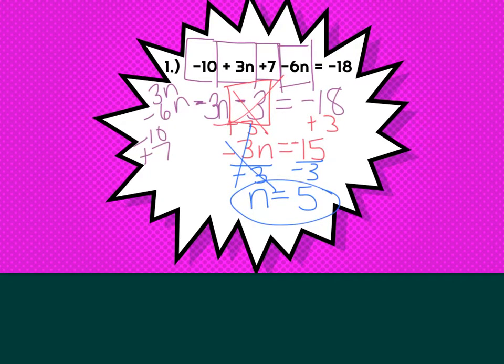You could have plugged in n equals 5 into the equation just to check your answer, and you would have had negative 10 plus 3 times 5 plus 7 minus 6 times 5 equals negative 18. Then you would change this to negative 10 plus 3 times 5 is 15 plus 7 minus 6 times 5, which is 30, and that should all equal negative 18.